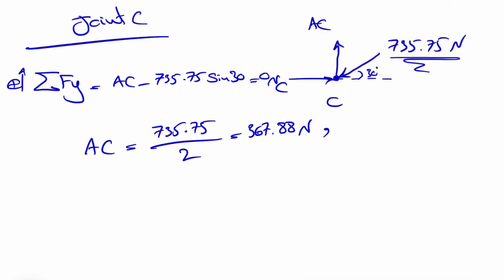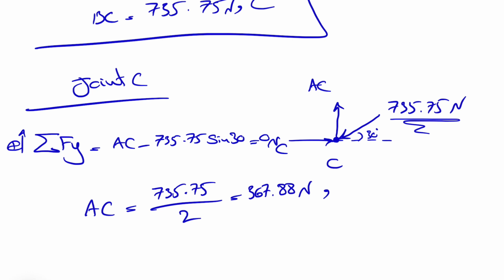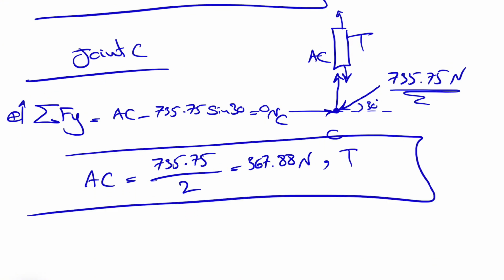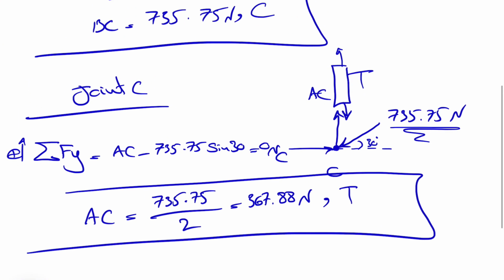Again, we have to show whether the member is in compression or tension. So this will be our member. Based on Newton's law, this has to be in the opposite direction. So the member is in tension. And that would be the last member that we have in this question to figure out.